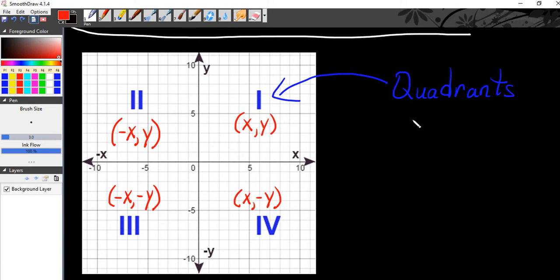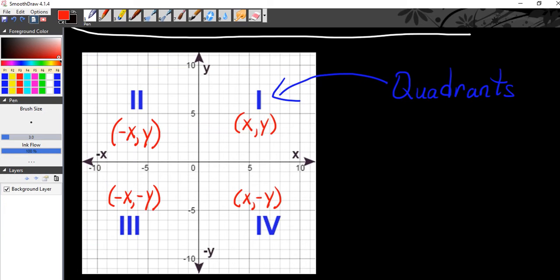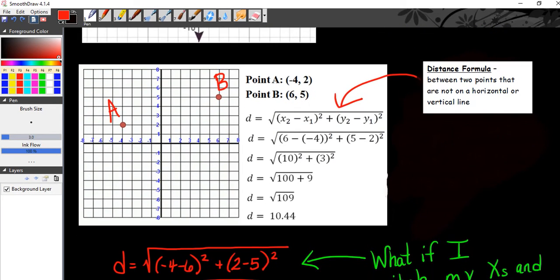So I want you to put this right now in your notes, and I want to move over here to our book and show you that today we're going to use this coordinate plane to find the distance between 2 points and also find the coordinates of a midpoint of a segment. So if we move back, the first objective we're going to talk about is using the distance formula to find the distance between 2 points.